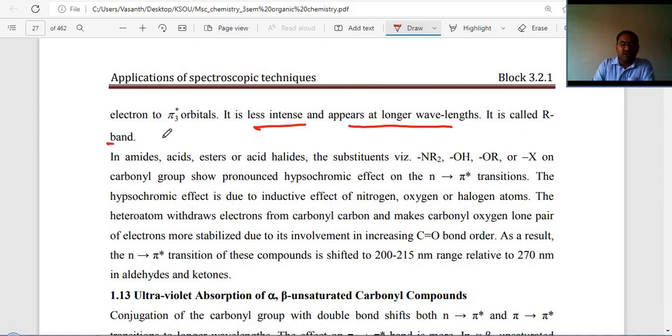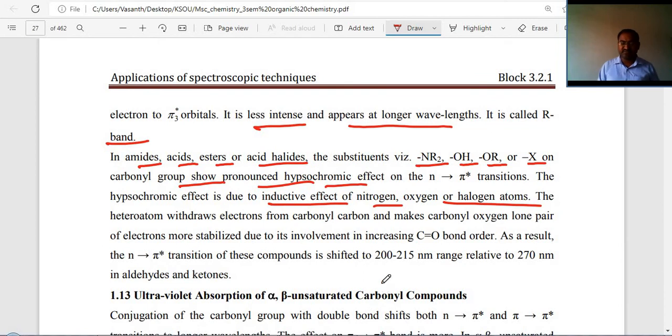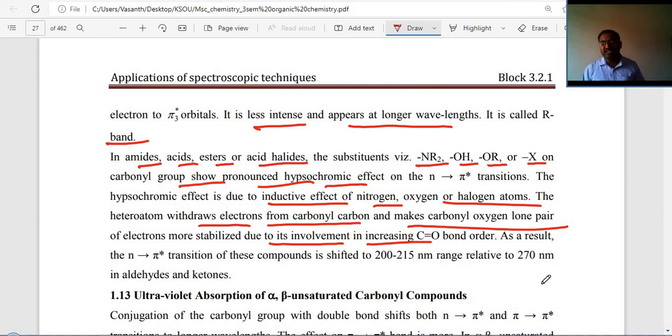It is also called the R band. In amides, acids, esters and acid halides, the substituents like NR2, OH, OR, X on the carbonyl group show a pronounced hypsochromic effect on the n to pi star transition. The hypsochromic effect is due to the inductive effect of nitrogen, oxygen or halogen atoms. The heteroatoms withdraw electrons from the carbonyl carbon, making the carbonyl oxygen lone pair of electrons more stabilized due to its involvement in increasing the C-O bond order.